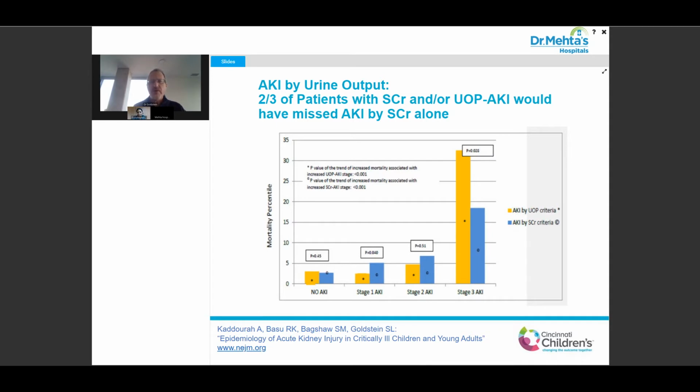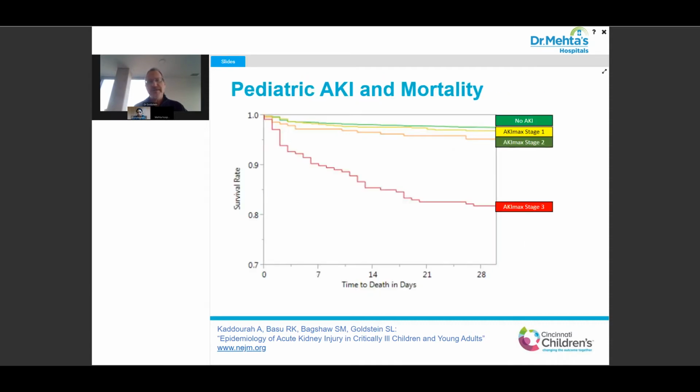What's also important to know is that 18% of the patients who had urine output defined AKI did not have serum creatinine defined AKI. So we are missing about 1 in 5 patients if we only look at creatinine. Here's the Kaplan-Meier curve demonstrating that most of the severe AKI mortality is being driven by stage 3, but again, stage 2 is different than stage 1 or no AKI with worse outcomes.